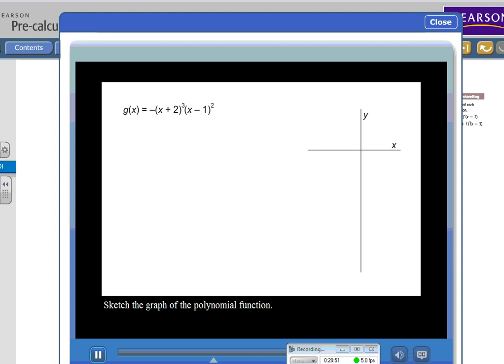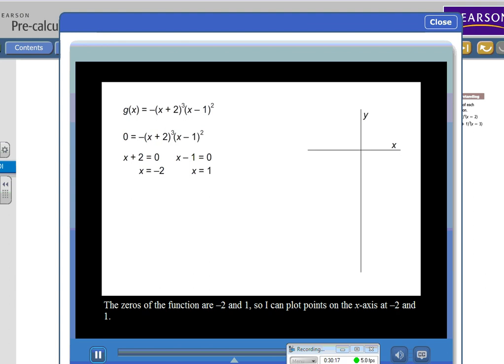Part B. Sketch the graph of the polynomial function g at x equals negative x plus 2 cubed times x minus 1 squared. I'm going to start by finding the zeros. When g at x equals 0, x plus 2 equals 0, or x minus 1 equals 0. So, x equals negative 2, or x equals 1.